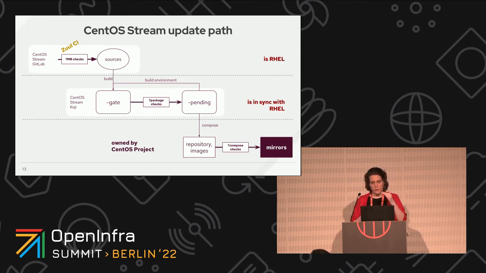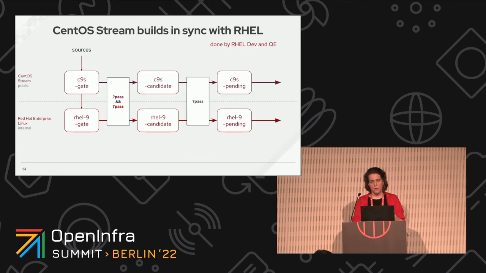And so, as I said, CentOS Stream is RHEL in the sense that the sources of CentOS Stream and the sources of the RHEL development branch are exactly the same thing. But we go also one step further. The gating process of CentOS Stream, the package level gating of CentOS Stream, goes in direct sync with the gating process of a RHEL package. So this is a zoom in on that picture.